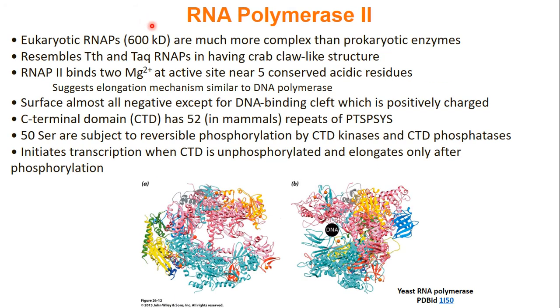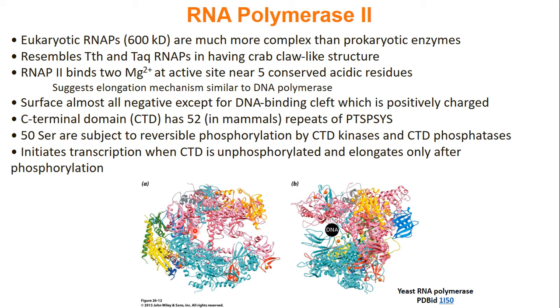So we're going to look at RNA polymerase 2, for example, on our eukaryotic RNA polymerases. And these are huge complexes, and they are a lot more complex than the prokaryotic versions. However, if we just look at it, it looks like the crab claw RNA polymerase we were talking about in the prokaryotes. So that's what this TTH and TAC means. Those are the prokaryotic RNA polymerases.